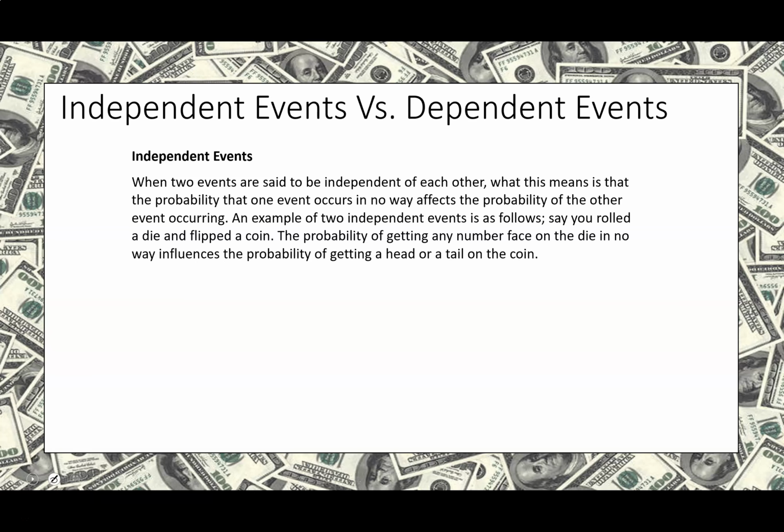What's an independent event? When two events are said to be independent of each other, what this means is that the probability that one event occurs in no way affects the probability of the other event occurring. An example of two independent events is as follows. Say you rolled a die and you flipped a coin. The probability of getting any number face on the die in no way influences the probability of getting a heads or a tails on the coin.